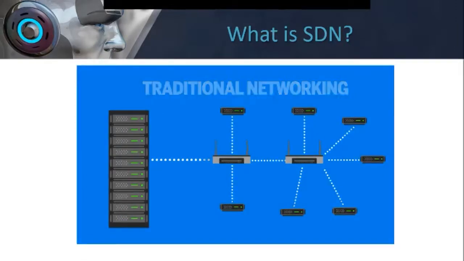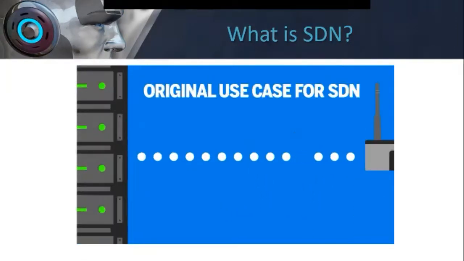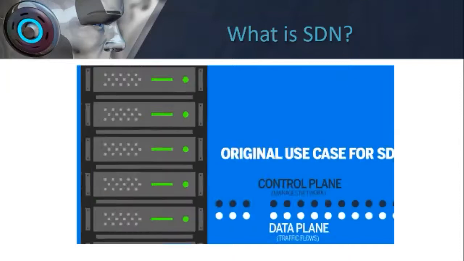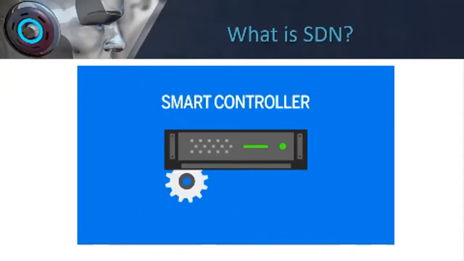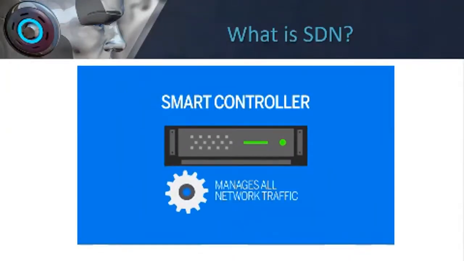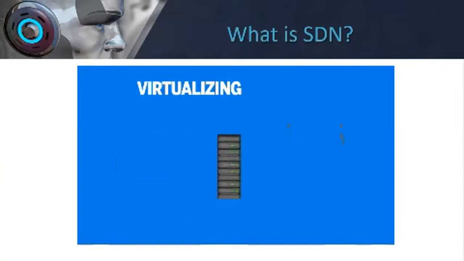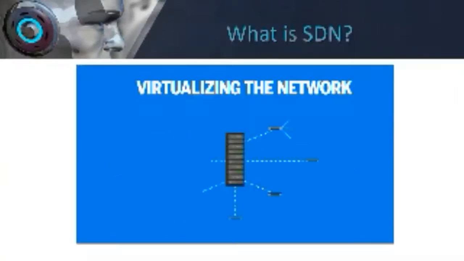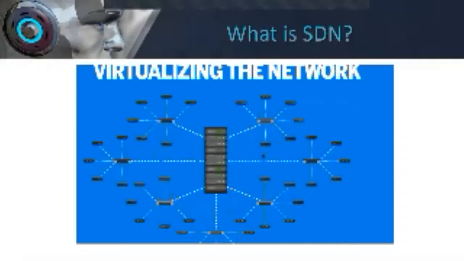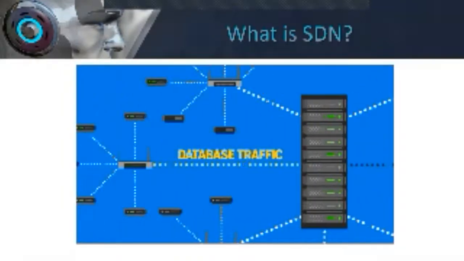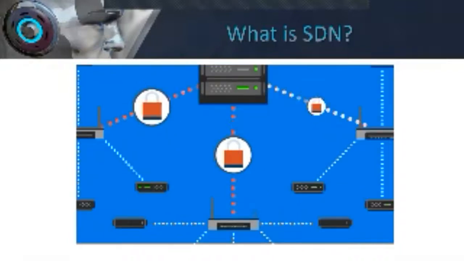switches. The original use case for SDN was to virtualize the network by separating the control plane that manages the network from the data plane where traffic flows. There is a smart controller running specialized software that manages all network traffic in the data center and a series of routers and switches that forward packets of traffic. Virtualizing the network comes with advantages. Networks can be spun up and down dynamically, they can be fine-tuned for specific application use cases, and security policies can be installed on each individual network.